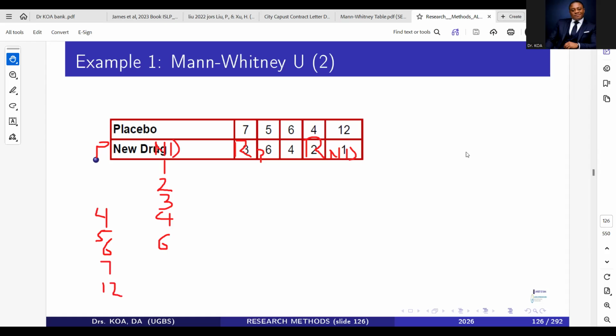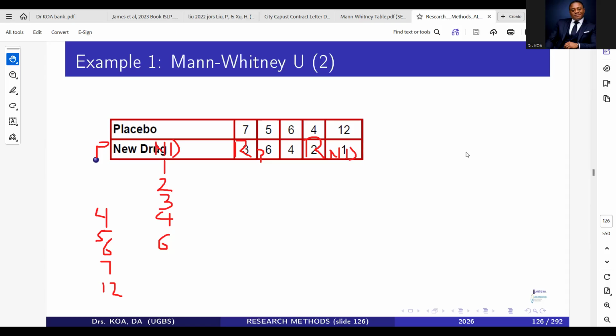Excellent. This is the first step. That's not the difficult part. So now you've organized your work and you're ready to rock and rumble. The next thing is to rank the numbers. Now, because you have put them already in an ascending order, it becomes easier to rank them. But there are two rules of the ranking you need to understand.